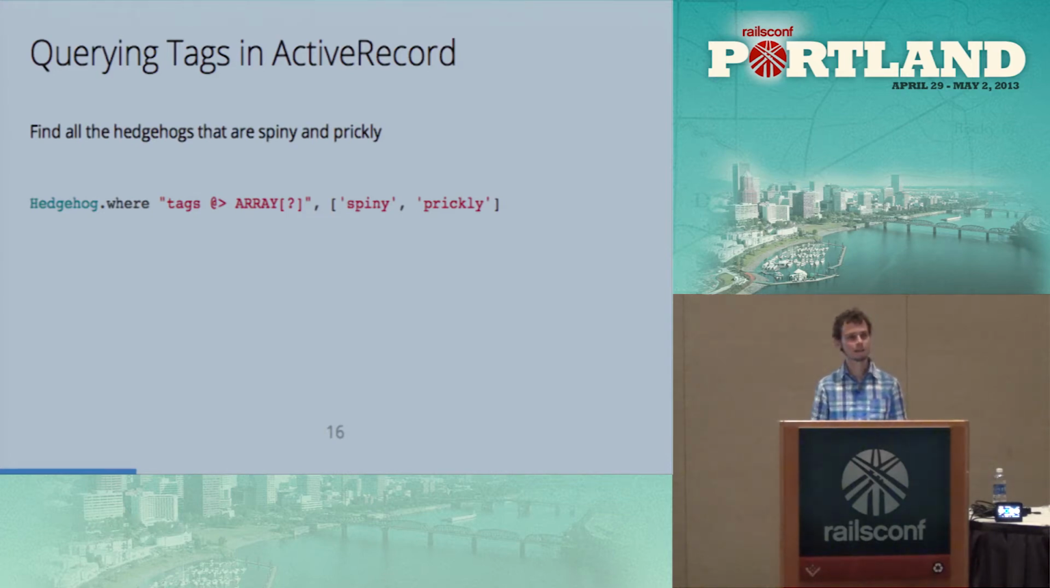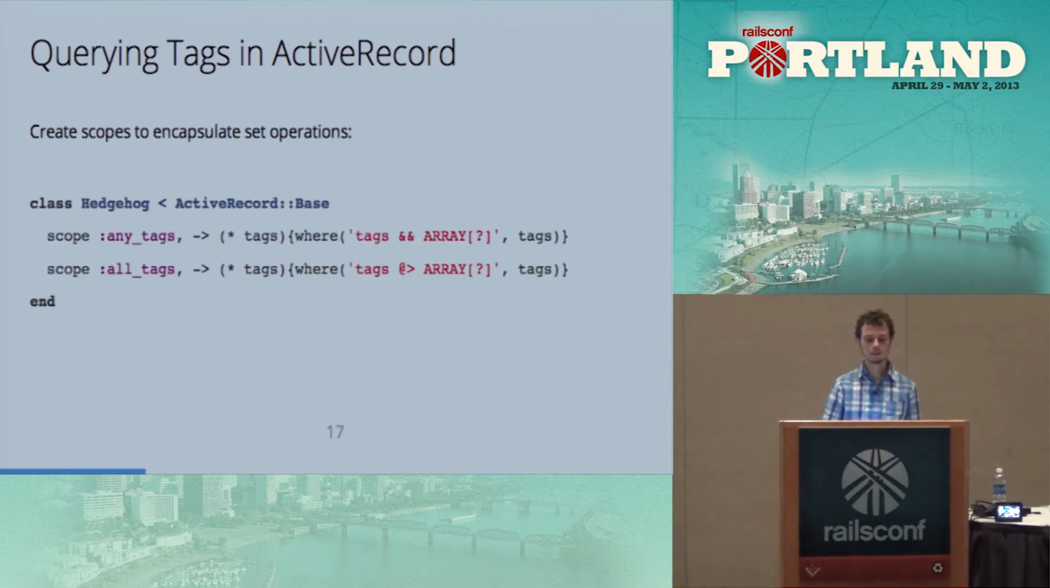But really, this is ActiveRecord. Aren't we going to do something more amazing? Yeah. We're going to create scopes. This is a useful way for us to teach ActiveRecord a little bit more about our domain and teach it how to do tagging in this case.